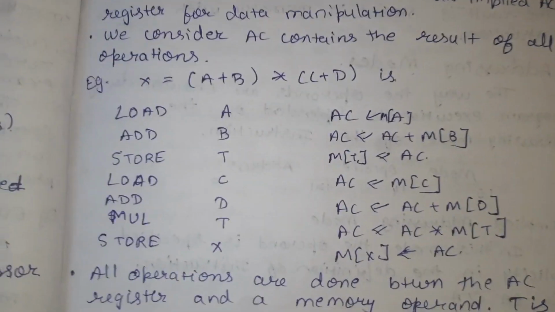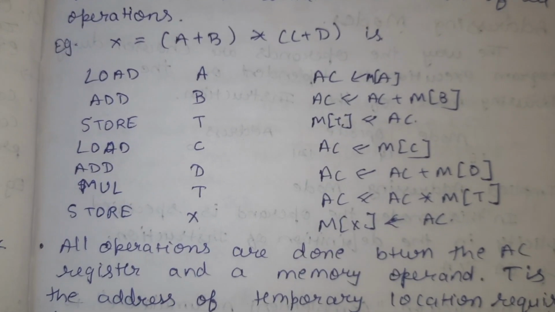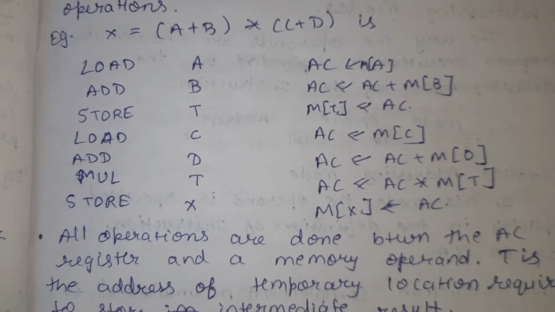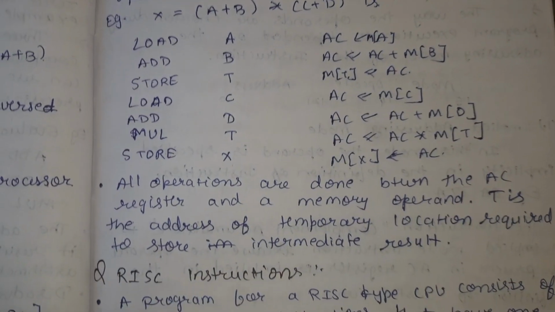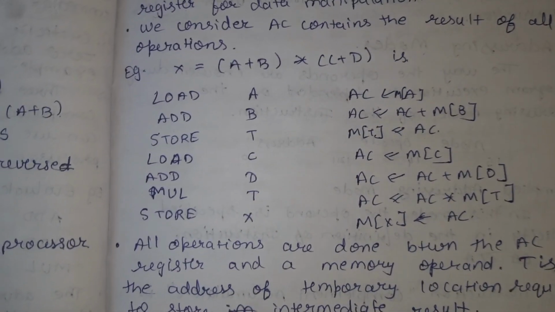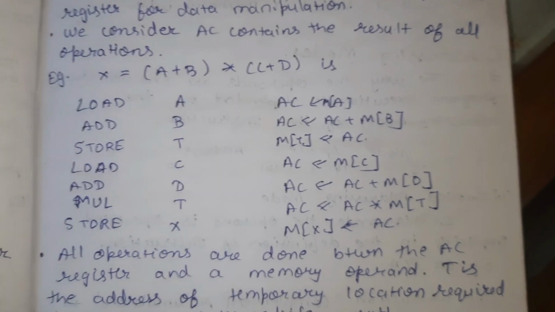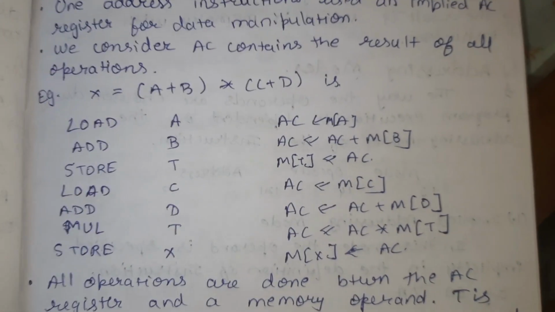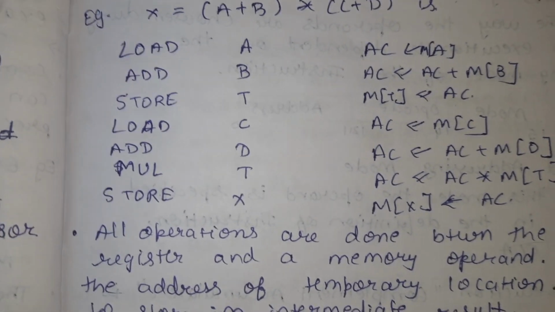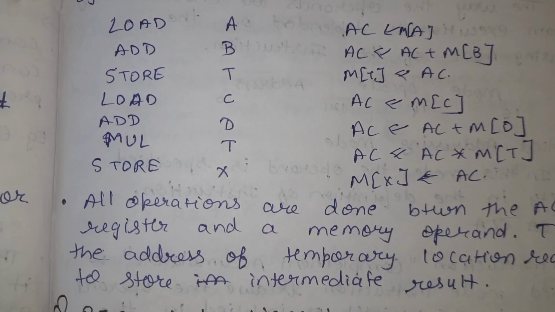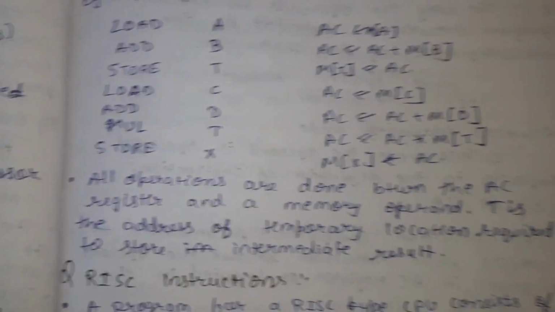For example, X equals A plus B into C plus D. First we need to load A, after that we need to add B. In one address instruction, all the results will be stored in the accumulator. After that we need to store the T, then load C. After that we do addition, multiplication, and after that we will store.